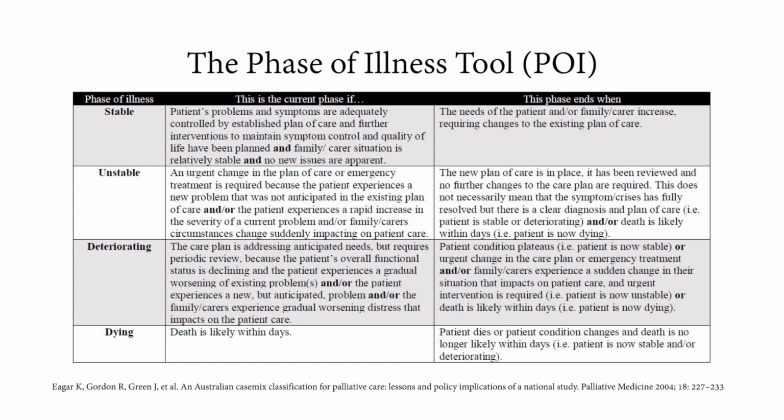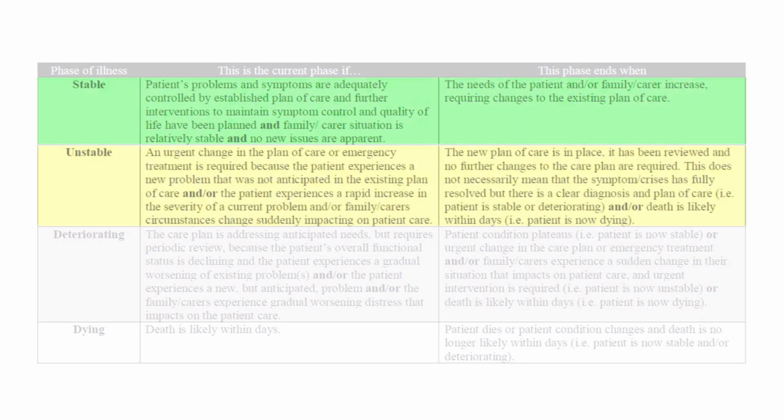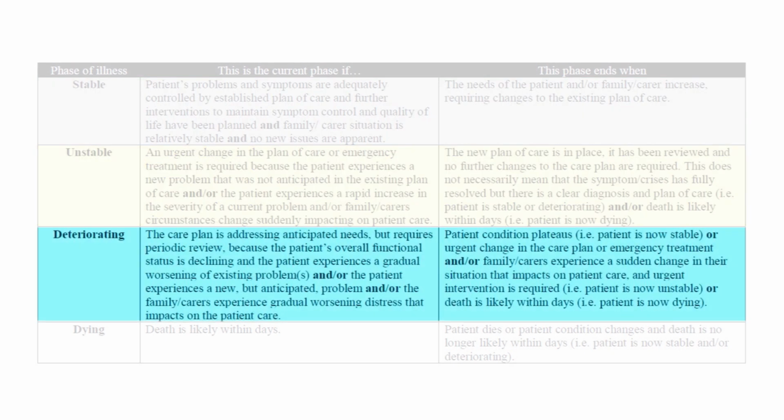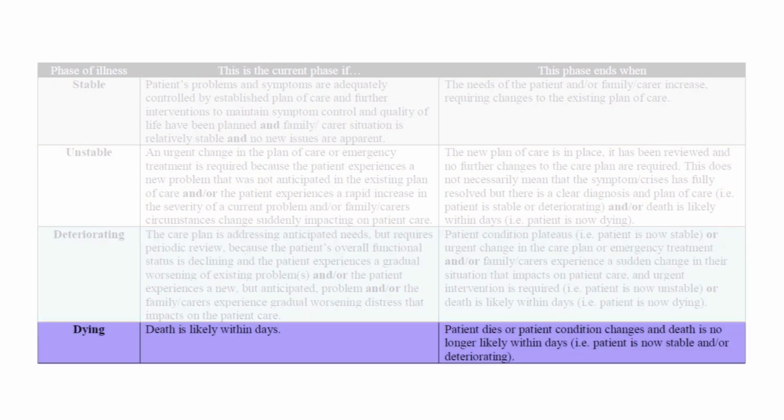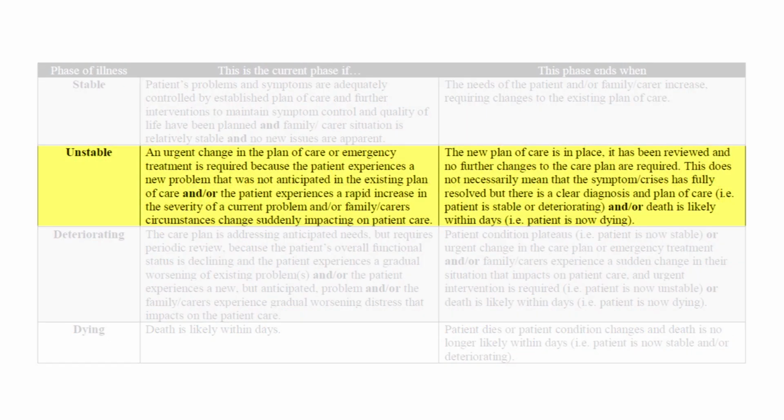The Phase of Illness tool focuses on the plan of care for both the individual and their caregivers. There are 4 stages: stable, unstable, deteriorating, and dying. If there is no plan of care, or indeed the plan of care is not meeting the individual care needs, then they are identified as unstable.